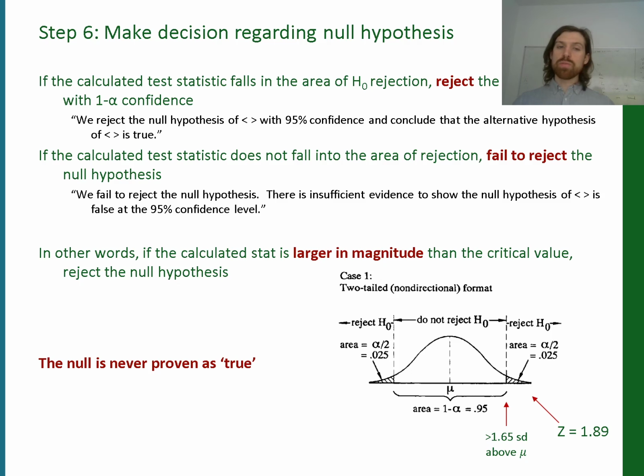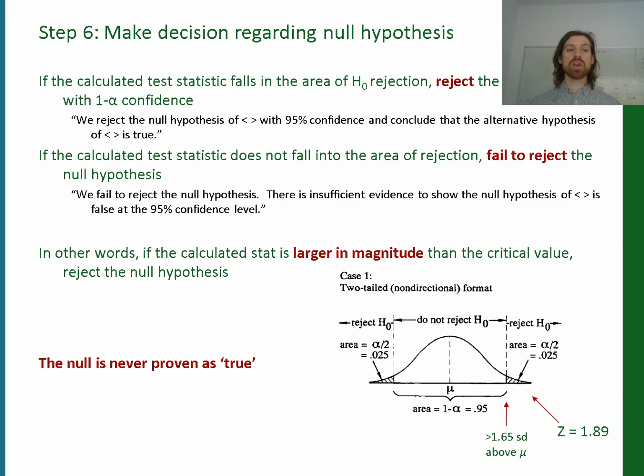And then finally, once we've been through this whole process, we need to make a decision regarding the null hypothesis. So if the calculated test statistic falls in the area of the null hypothesis rejection, then we need to reject the null hypothesis with a level of confidence which is equal to 1 minus the alpha value. So I've specifically stated what you should write here when you are writing a report using these techniques, and that's because the wording is very specific. You need to make sure that you're using wording which reflects what you are and aren't able to say given the test that you use.